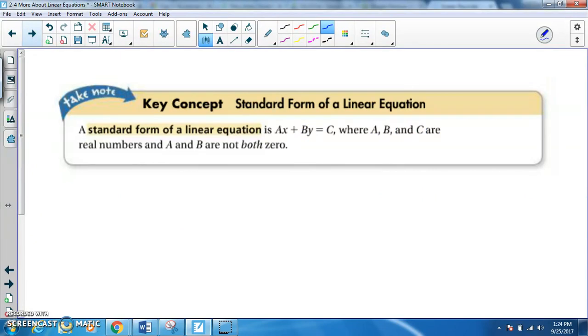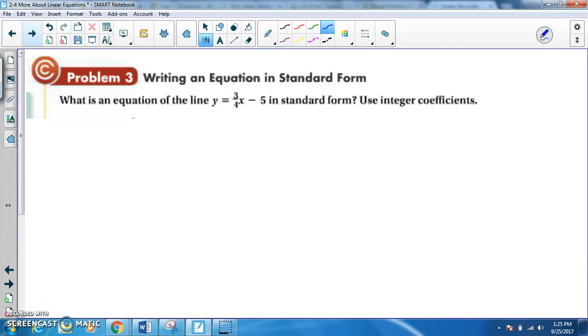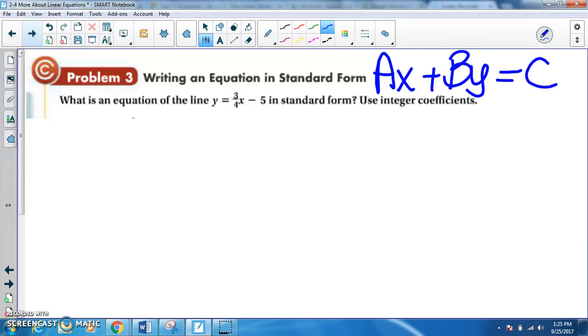Standard form of a linear equation is ax plus by equals c, where a, b, and c are real numbers, and a and b are both not 0. Writing an equation in standard form, remember, ax plus by equals c. So it's our variables added on one side equal to a constant.